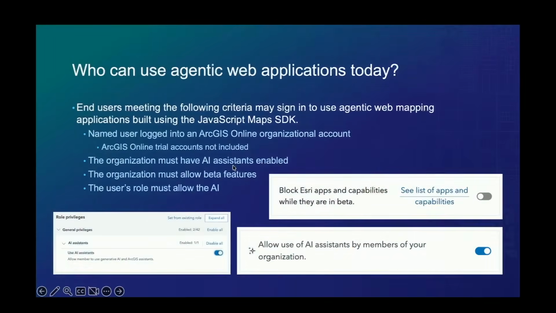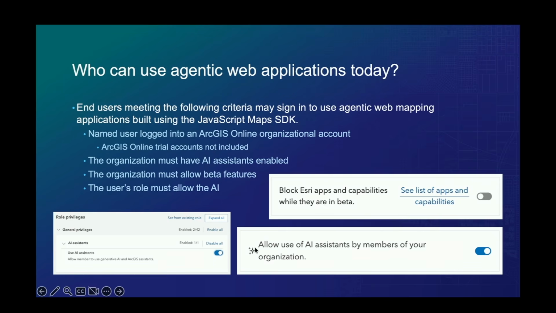Couple last things. Who can use these? So there are a number of things that you have to have enabled in your organization. Your end user has to be a named user logged into ArcGIS Online, an organizational account that does not include trial accounts. You must have AI assistance enabled.